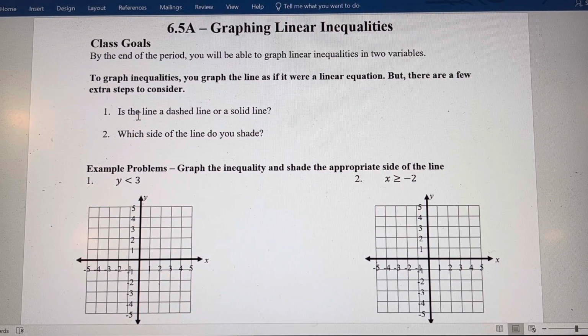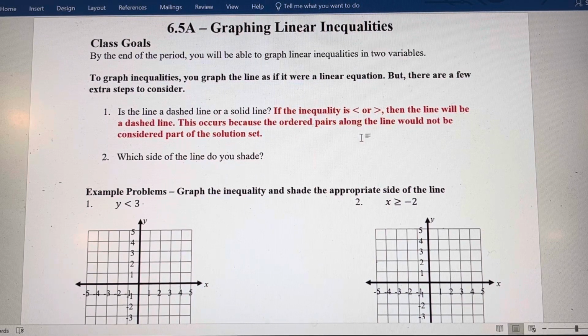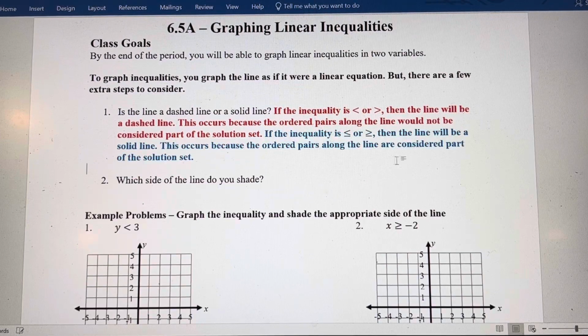First thing, is the line dashed or is it solid? If the inequality symbol we're dealing with is just less than or just greater than, then the line's going to be dashed. The reason that happens is because the ordered pairs that are along that line are not considered part of the solution set. If the inequality symbol is less than or equal to or greater than or equal to, then the line's going to be considered solid because what's along the line is considered part of the solution set. It includes the points along the line.